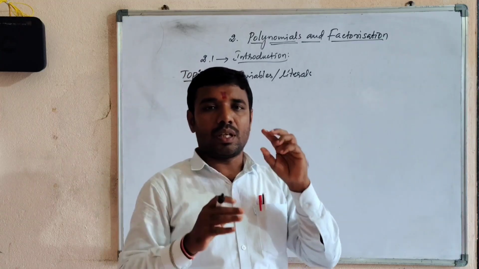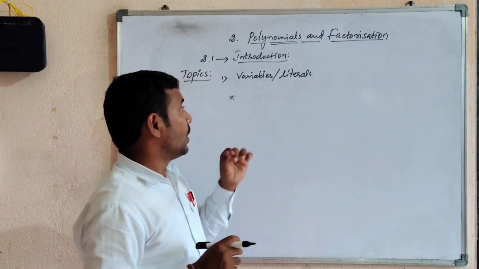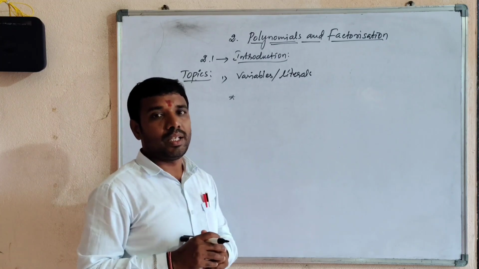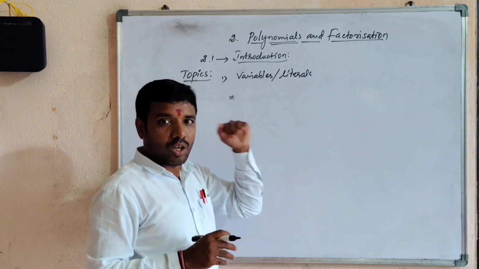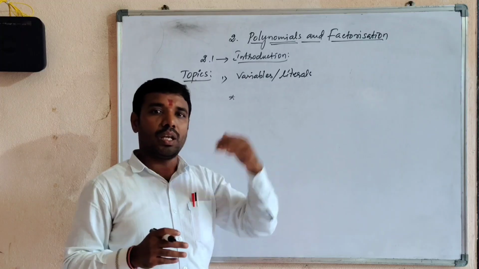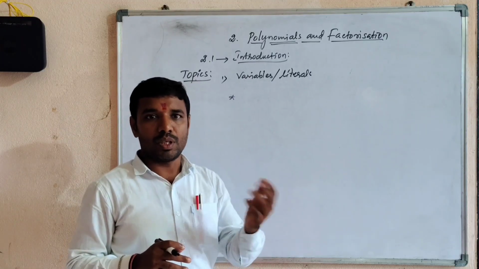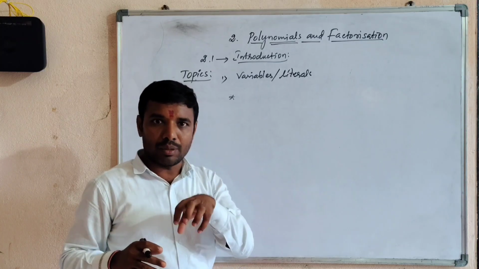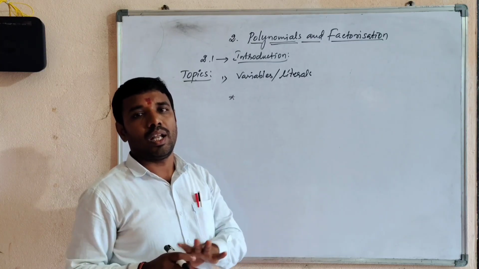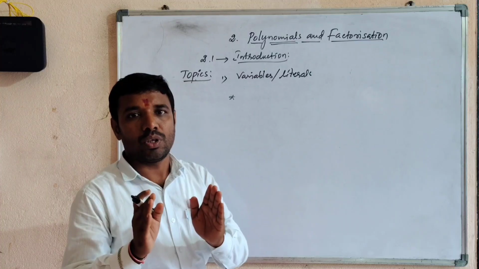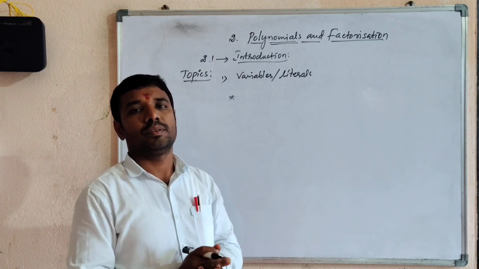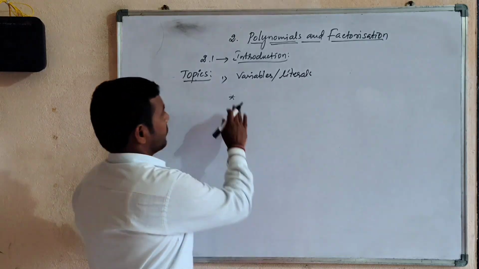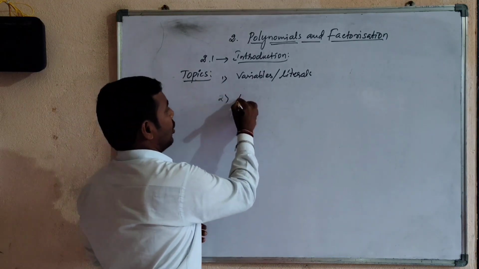In the English subject there are 26 alphabets, no? Those 26 alphabets we can call literals or variables in the algebra chapter. In English they are alphabets, but the same 26 letters in algebra, in mathematics, we call variables or literals.